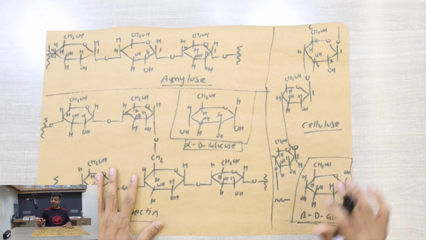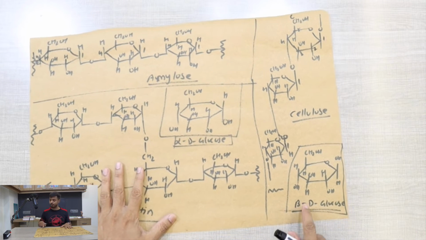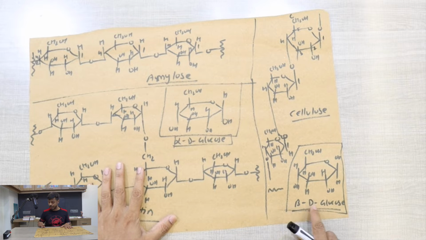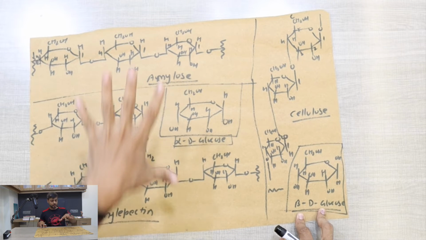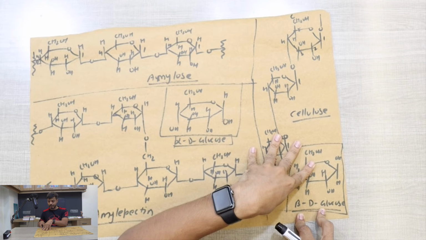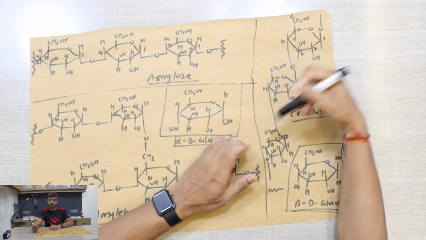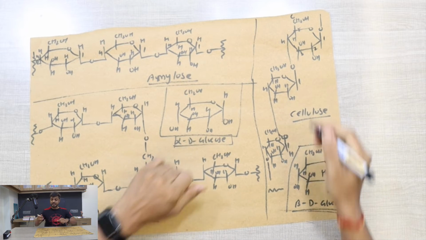Now we have cellulose over here. In cellulose, first of all, it is made up of beta D glucose molecules. These are made up of alpha D glucose. This is made up of beta D glucose, and the link is between carbon number 4 and carbon number 1. So carbon number 4 and 1, these links are known as the beta links.